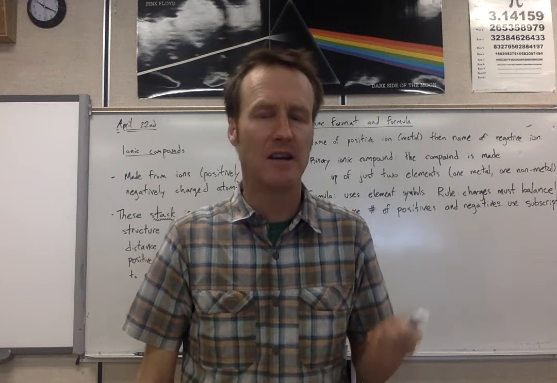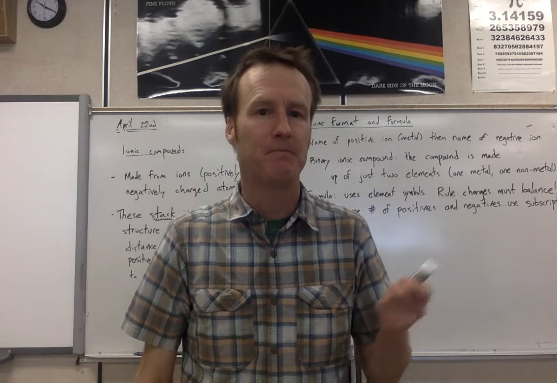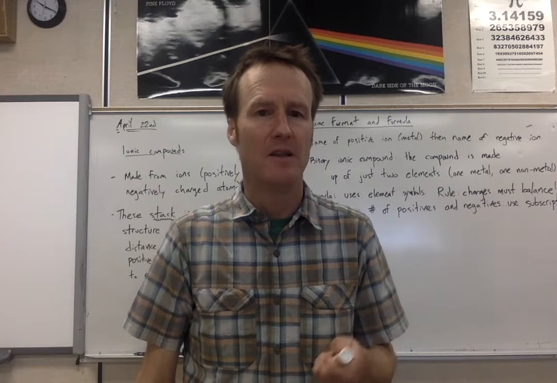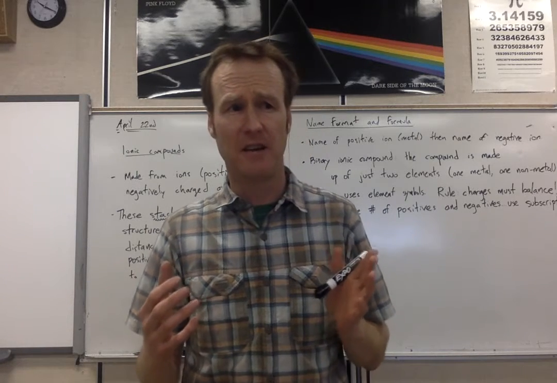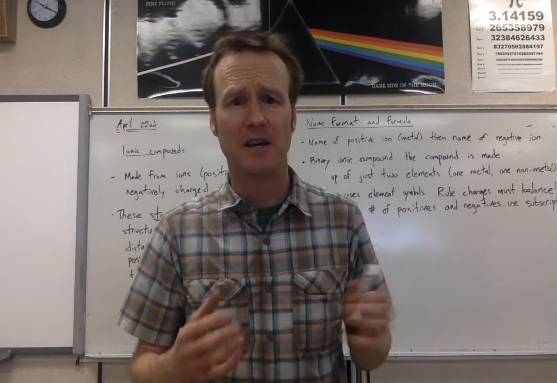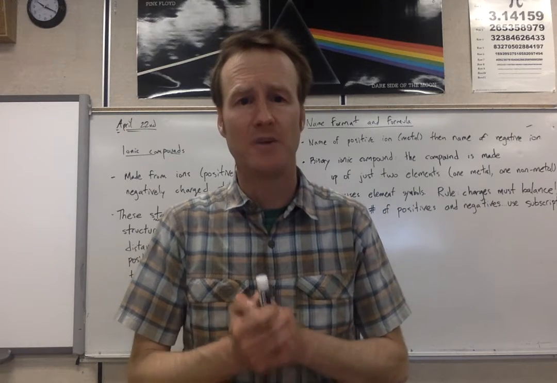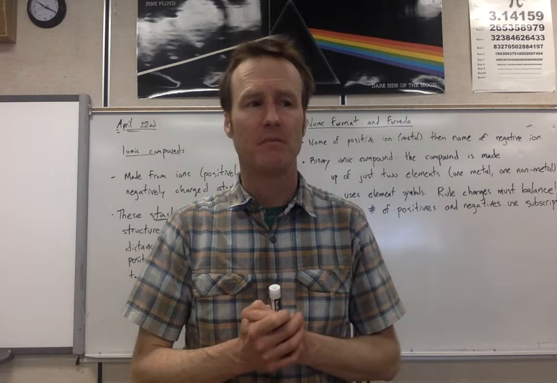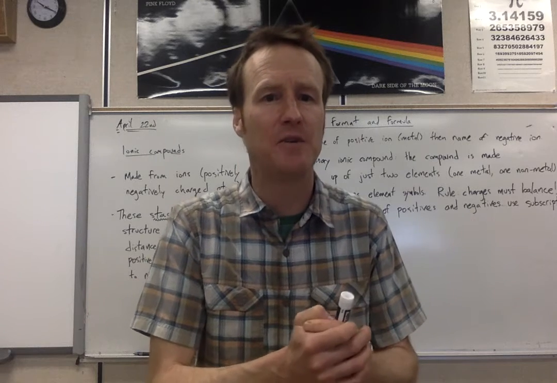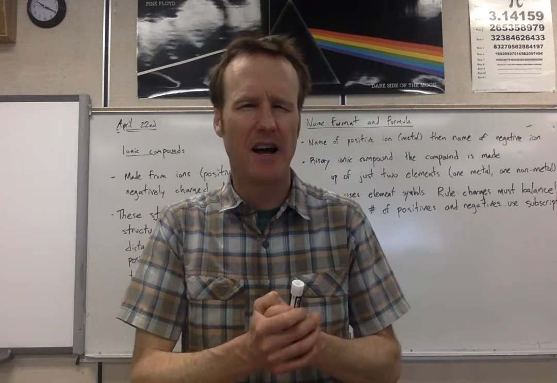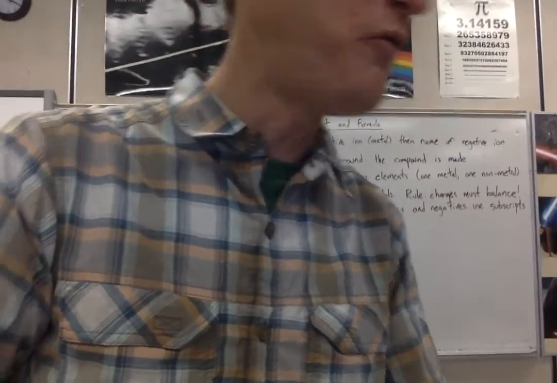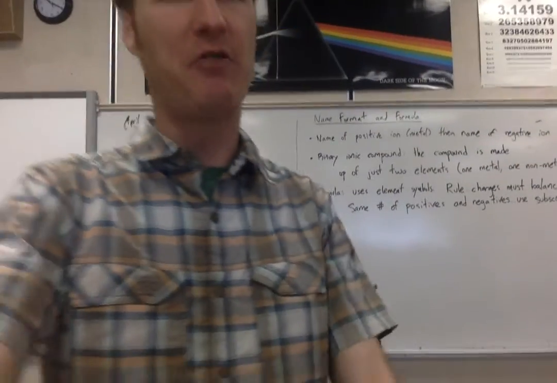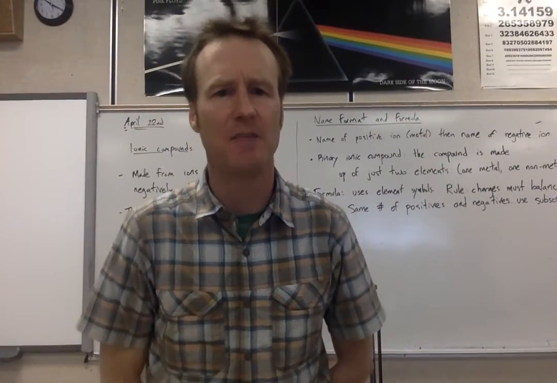What we're looking at today is how do you name them? How do you give the formula for them? The name for a chemical compound, at least for these kinds of chemical compounds, is going to tell you what elements are in it. Specifically, it's saying what elements as ions are in that chemical compound. For the chemical formula, it's saying the same information, except using element symbols.